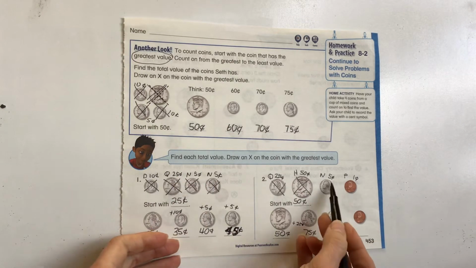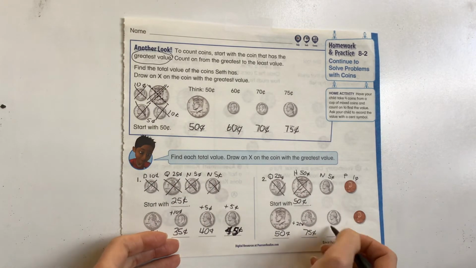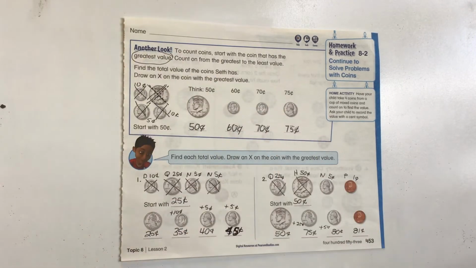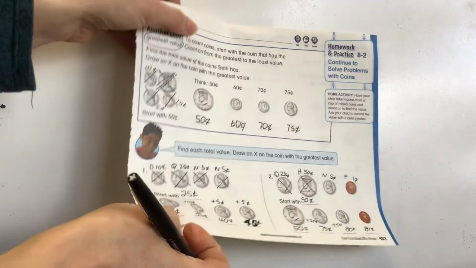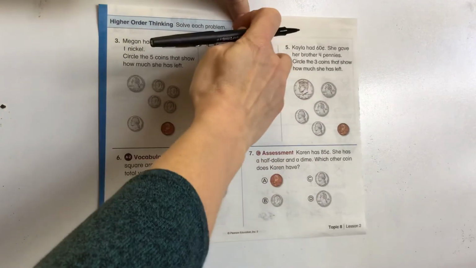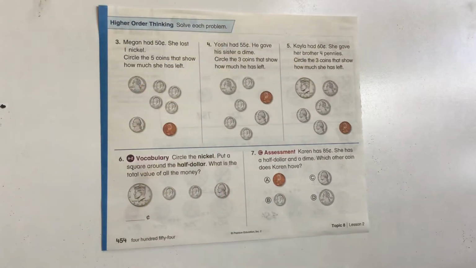Our next largest one is going to be a nickel. That's plus 5 cents. Gets us to 80 cents. And plus 1 penny gets us to 81 cents that we have. All right, let's go ahead and flip over to the back of this page here. So these are all higher order thinking. It takes a little bit of time to do that, but that is okay.